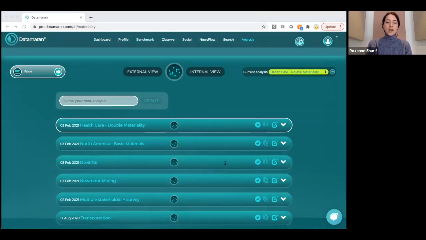Just a note on this page, as you can see, I have multiple analyses because this is my account. You can create different analyses either at a company level, an entity level, really aggregating and segmenting the data. That's up to you, so you're in control of that process. You can create an analysis based by geography, sector. But for our purposes today, we're going to look at healthcare.